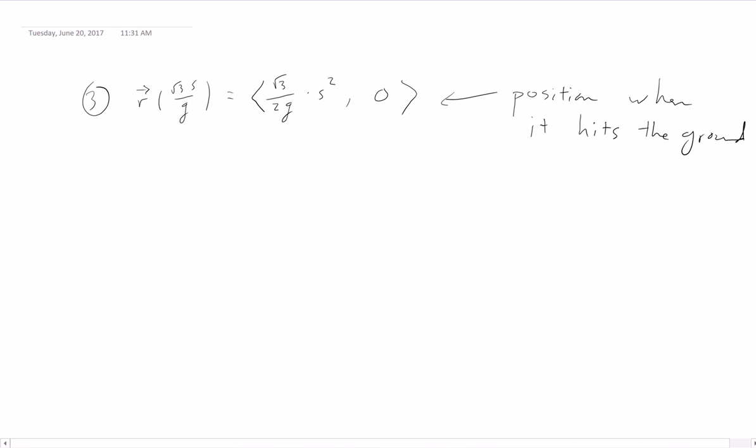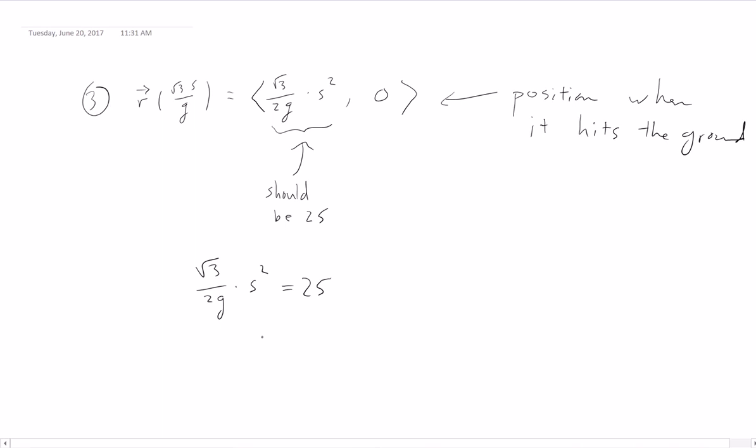And we were told at the beginning that it hits the ground 25 meters away. So the final thing we need to do is say, if it hits the ground 25 meters away from where I started, then this number here should be equal to 25. And now we can finally solve for s. So, square root of 3 over 2g times s squared should be equal to 25.